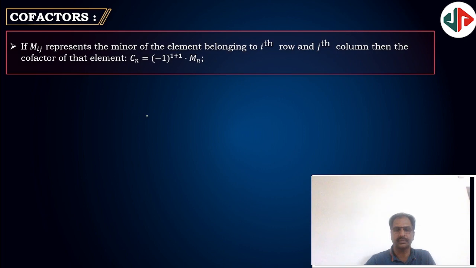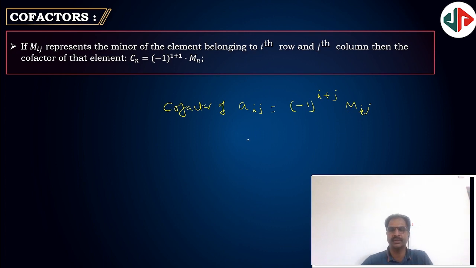Next, what is cofactor? The cofactor of an element Aij is nothing but minus 1 power i plus j into its minor. We know how to find the minor. After finding the minor, multiply that minor with minus 1 power i plus j. What is i? The row number of that element. What is j? The column number of that element. So the cofactor is minus 1 power i plus j into its minor. Next.